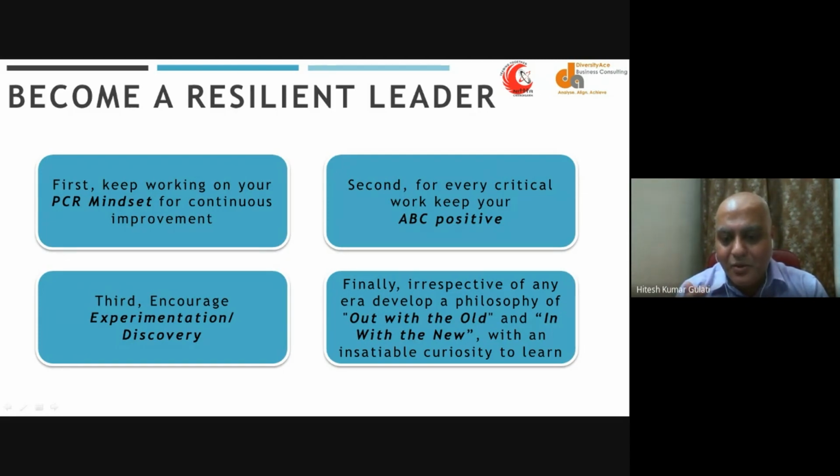And the moment we go into a different ego state, the parent ego state, which is a part of transactional analysis, I'll not go into that. The moment we are in that, this is where we are not going in with the new, and this is where we are stopping our learning. These are the four things which I always say we should do as professionals in order to become a more resilient leader.